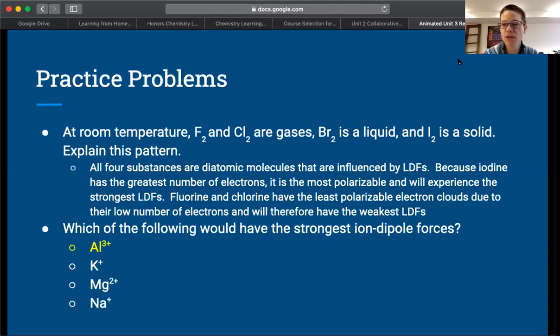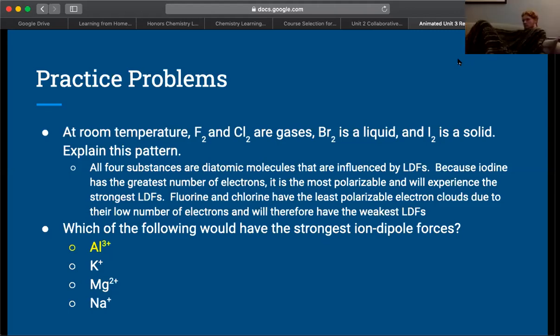Largest charge, right? So remember, all of this stuff is still dictated by Coulomb's law. So amount of charge and distance is what we're dealing with. So whoever's got the highest amount of charge is going to have the highest amount of attraction, which is all the force is.